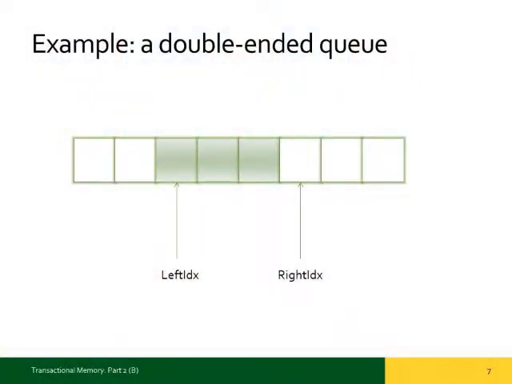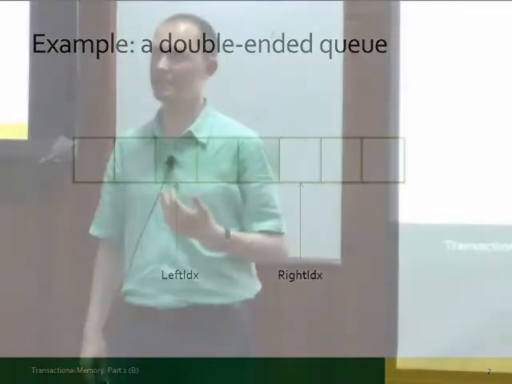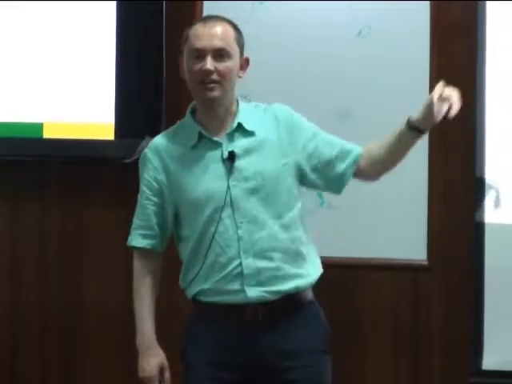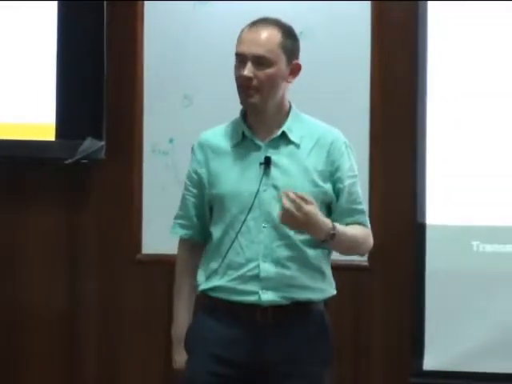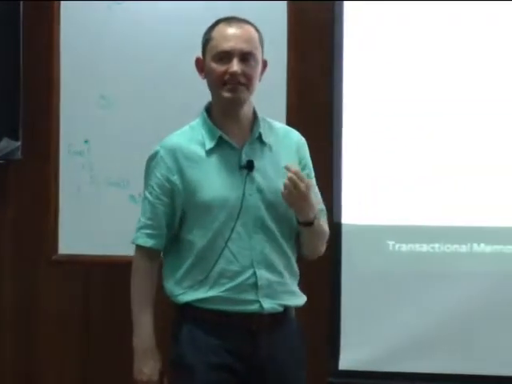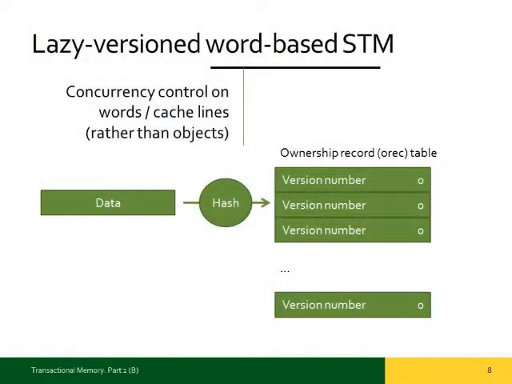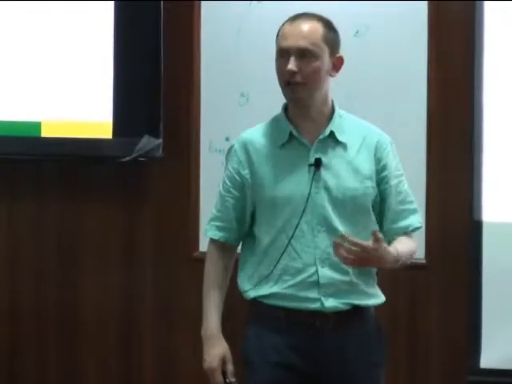So the example that I've used before, I'll stick with, which is a double-ended queue with left and right index pointers and then an array holding the list contents. I'm using a slightly different STM system to Bartok, though, in that here that's an example of a lazy versioned word-based STM. Now, word-based means that the concurrency control in the STM is being done on individual memory words or cache lines instead of on objects.